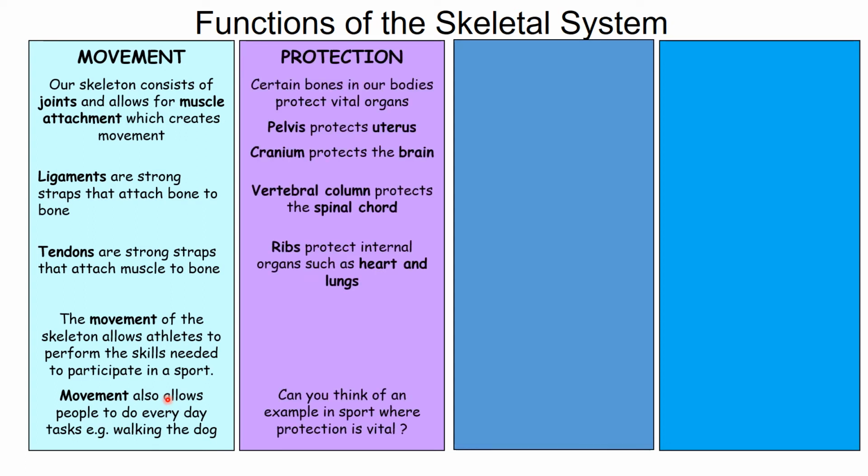Protection. Certain bones in our bodies protect vital organs, like we said, the rib cage, and the cranium protects the brain. The pelvis protects the uterus and other essential reproductive organs. The vertebral column protects the spinal cord. So the spinal cord goes down the spine and attaches to loads of different nerves in the body. The ribs protect the internal organs such as heart and the lungs. Have a little think. Can you think of any example in sport where protection is vital? Okay. Have a little think to yourself about that.